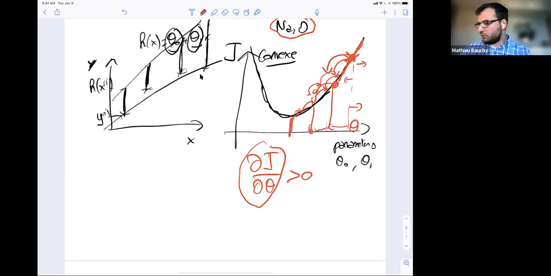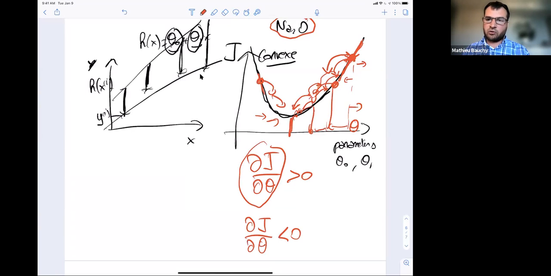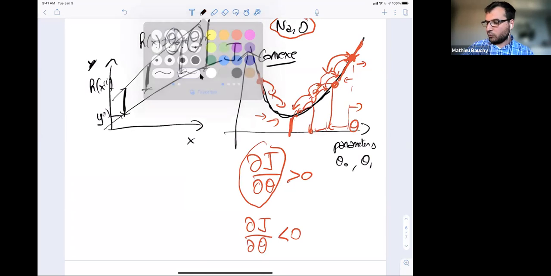So in the case of a linear regression, you will always find the minimum if you just decrease theta whenever the derivative of the cost function with respect to theta is positive. And if you are in a case where the derivative of the cost function with respect to theta is negative, then you will want to do the opposite. You will want to increase theta to go towards the direction where the cost function is decreasing. So this is what happens in the case of linear regression. In that case, it always works.